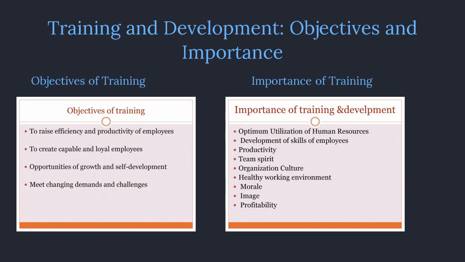Now, training and development: objectives and importance. Why is training important for an organization? Training is basically enhancing the skills and abilities of an organization's employees. The basic objectives are to raise the efficiency and productivity of the employee, to create capable and loyal employees, to provide opportunities for growth and self-development, and to meet changing demands and challenges across the globe, because we are taking it in the global context, right?